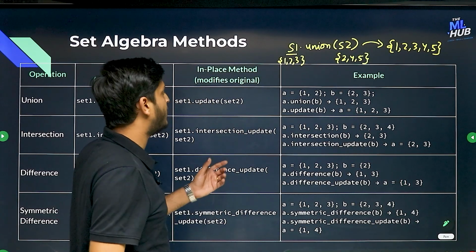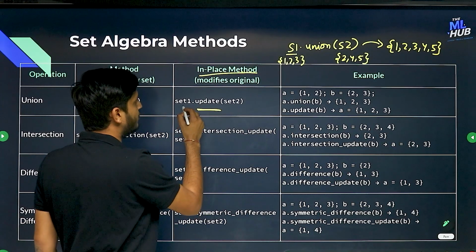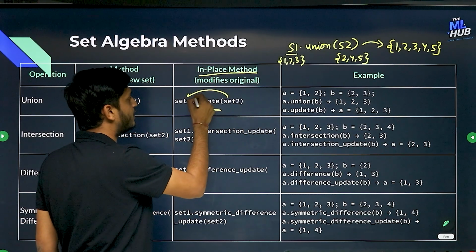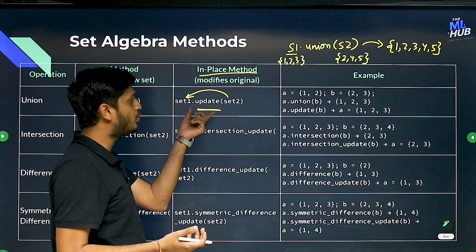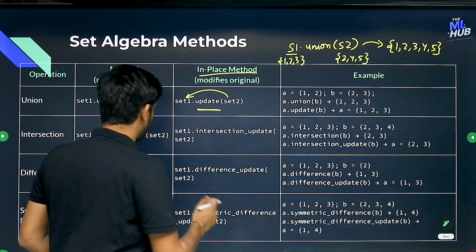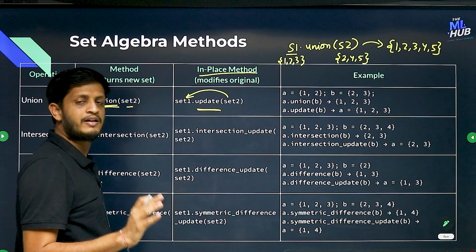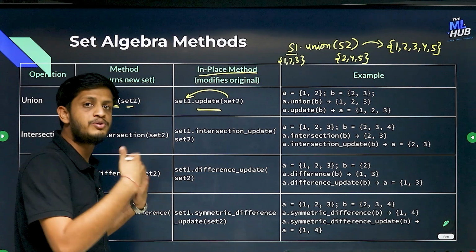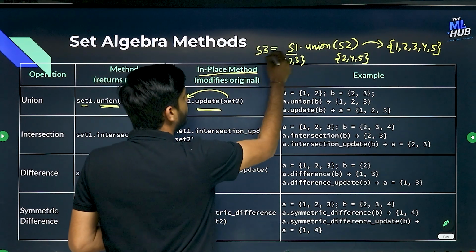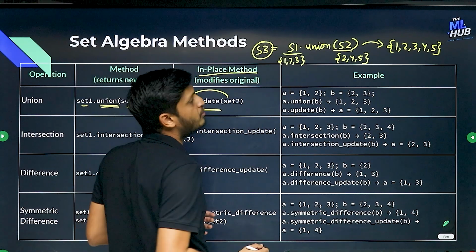We have already seen the update function. See, the update function is an in-place method. If you do set1 dot update set2, it will add all the elements of set2 in set1. So it is like union only. But here set1 is updated, right? If you use the union function, set1 and set2 will not change. They will be present in memory as they are. But a new set will be created that will be the union of both. And now you can assign it to some other set S3. So S1 and S2 will not change, and a new set S3 will be created that will be the union of both.